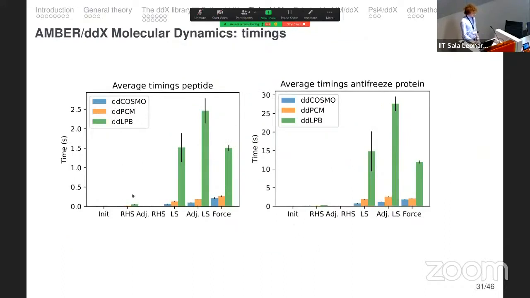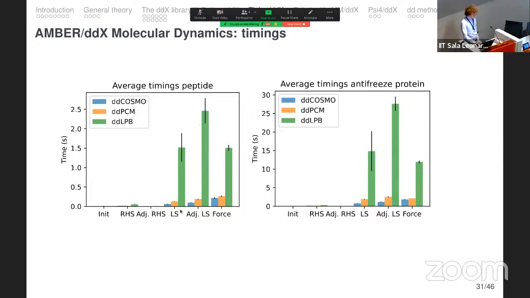I also computed timings along the trajectory. This is an average over all the frames, both the NVT and NV ones. As you can see, the initialization is free. Also the adjoint right-hand side. The right-hand side can be noticed, but it is still quite cheap. The adjoint right-hand side is basically free.